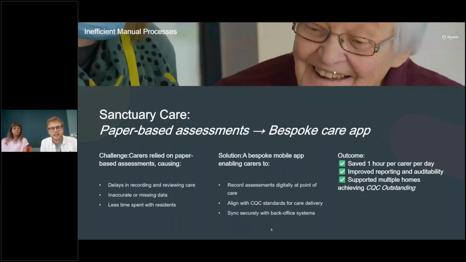The next case study that I wanted to talk through is one that we're really proud of at Ghyston, and it's where we dealt with an inefficient manual process for Sanctuary Care, who are a large group of care homes. In a nutshell, the people who were providing the care were using a paper system. And what this did is it created a huge amount of friction during handovers at the end of each shift. So you'd finish your shift, you'd have to fill in all the paperwork of what you'd done that day and then hand it over to the next person. So it was creating a huge amount of friction, and it was taking people out of doing what they love, which is providing care.